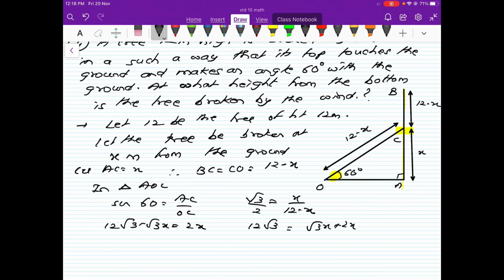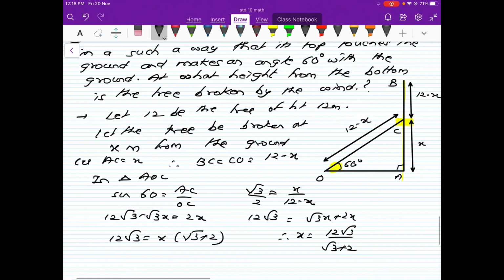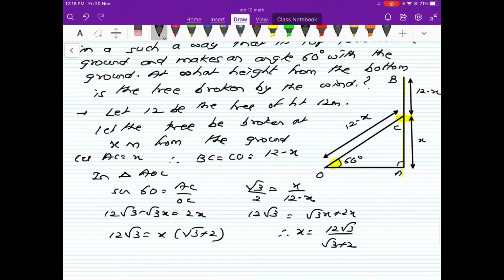Now in this what will happen is, this becomes 12 root 3, x I can take common, so this becomes root 3 plus 2. So therefore now if we transpose, this becomes 12 root 3 upon root 3 plus 2, which is what we say is x.